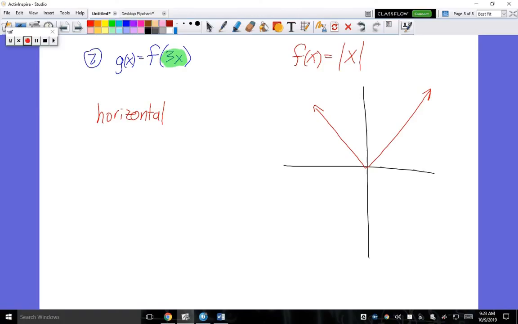We're going to do the opposite. So we're going to say what? Horizontal compression, by a factor of 1/3. You have to take the reciprocal. Cool? So if I horizontally compress this, will it make it steeper or will it make it wider? Steeper.